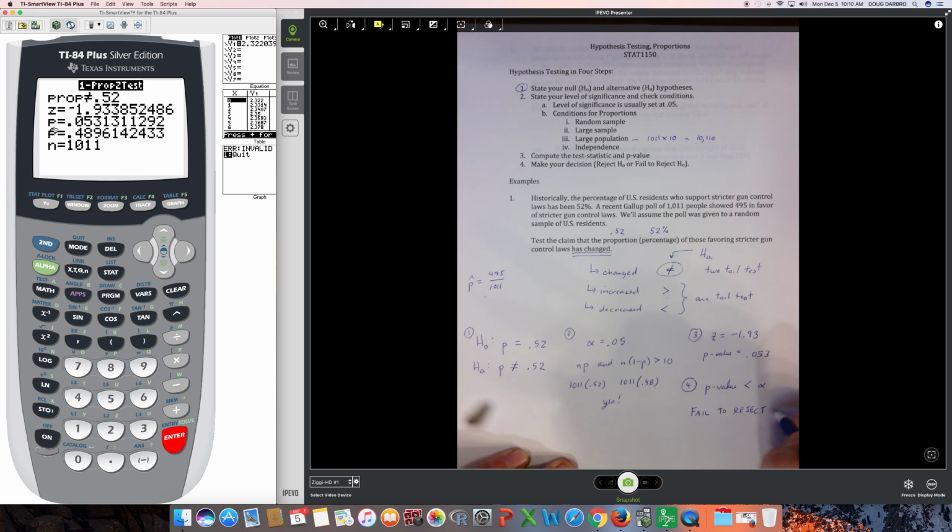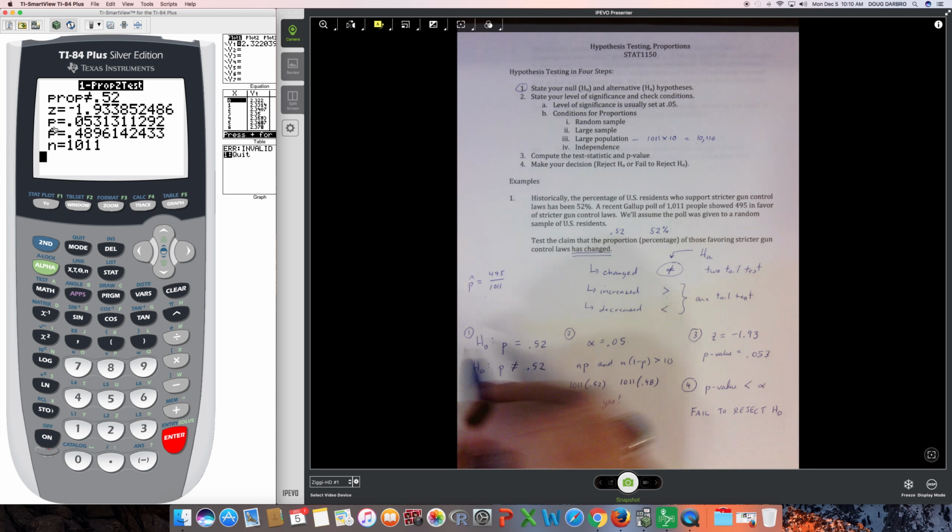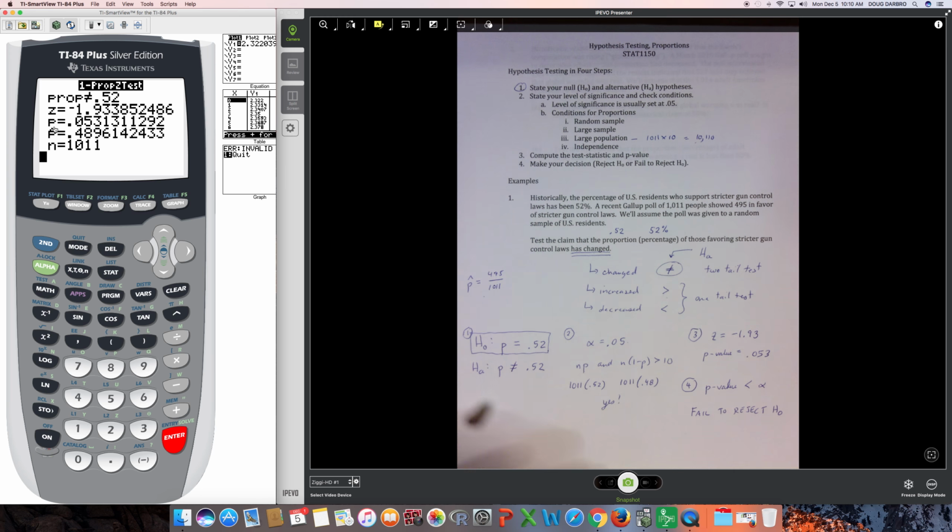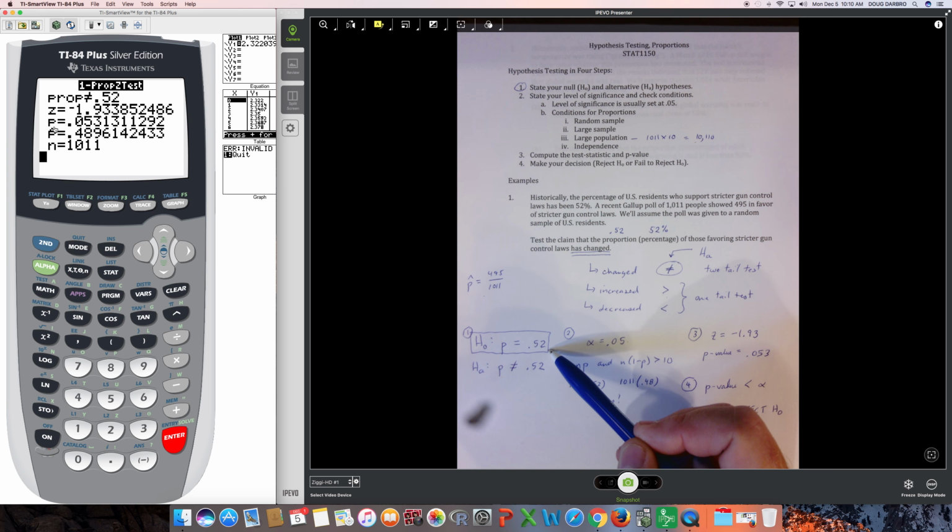And our statement is about H sub 0, so we're going to fail to reject H sub 0. So we're not necessarily saying this is a true statement, that it is 52% of the U.S. residents who support stricter gun control. All we're saying is the results from this test didn't result in rejecting that statement. Doesn't mean this is true. It just means there's not enough evidence to reject this statement. And that's kind of the nuts and bolts of a test of hypothesis.